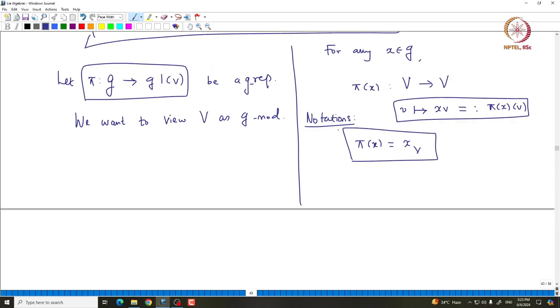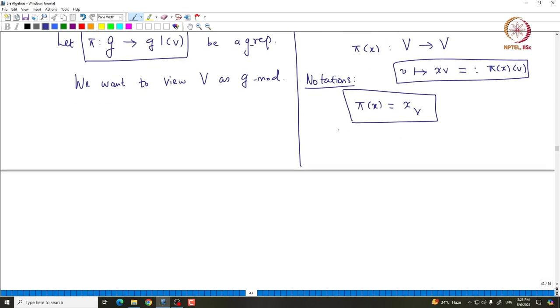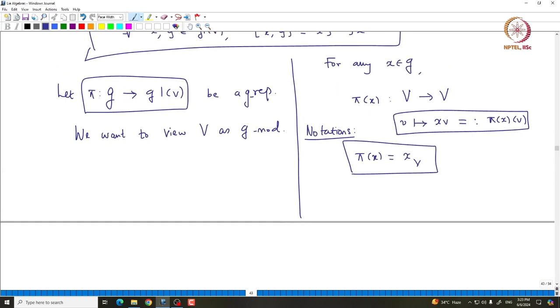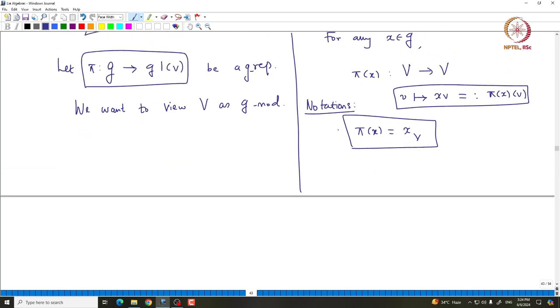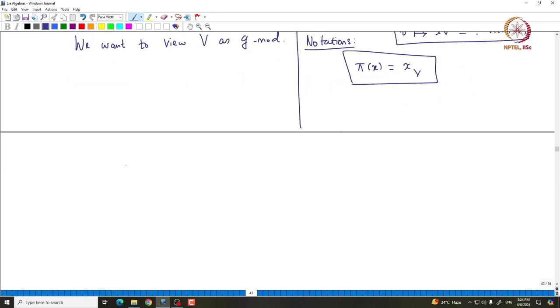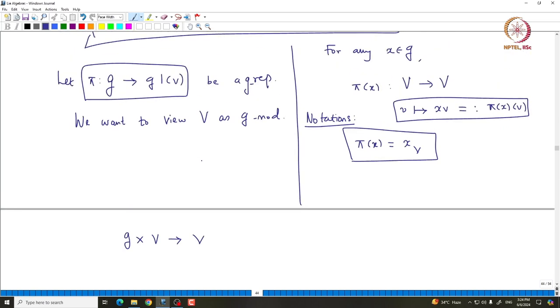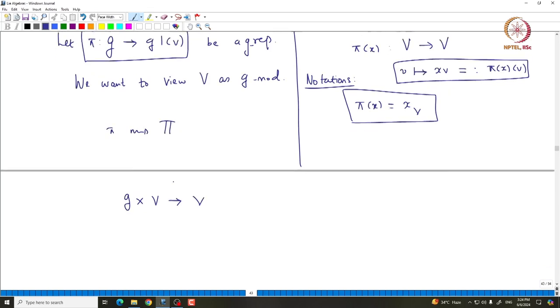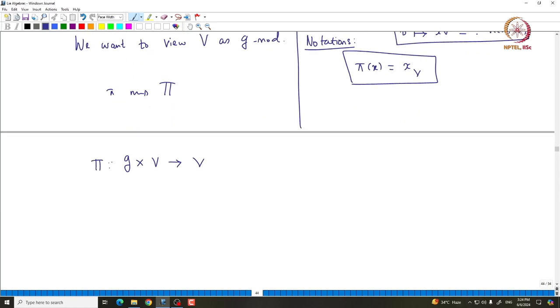Now, what are the conditions that we have on pi of x? Pi of x is a C linear map, but x goes to pi of x is also a C linear map. How do we encode this together? That is where you bring in the G action. The G action is a map from G cross capital V to capital V. Given this pi, we define this capital Pi as follows: capital Pi is a map from G cross V to V, given by taking the tuple (x, v) and sending it to pi of x applied to v, which is denoted by xv.